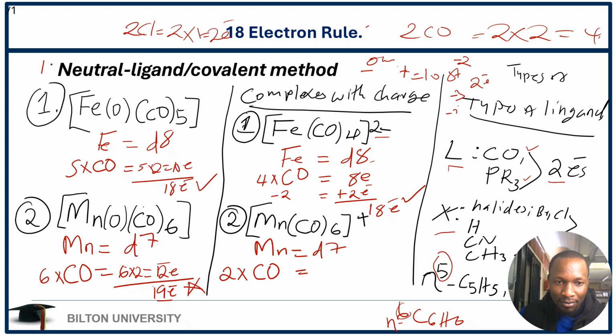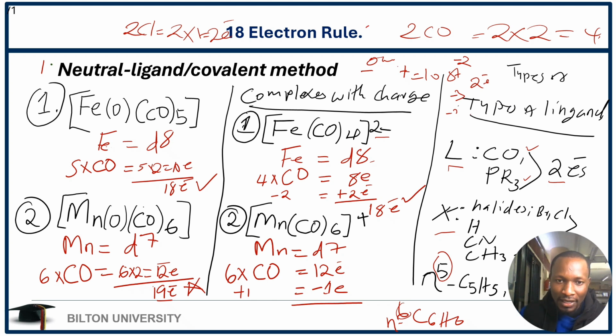Oh, sorry, let me put this is 6. This is 6. It should not be 2. So this is 6. So 6 times 2 is going to give us 12 electrons. And then we have positive 1 there. So that means you're going to subtract 1 electron because it lost 1 electron.